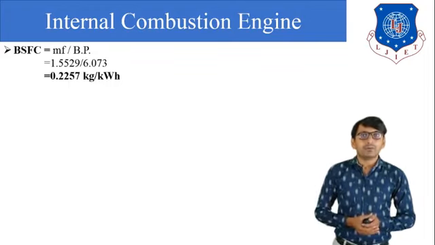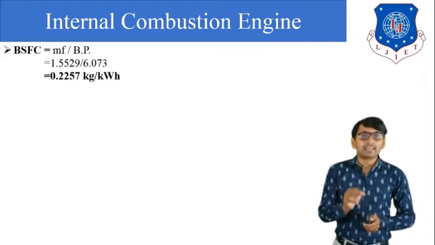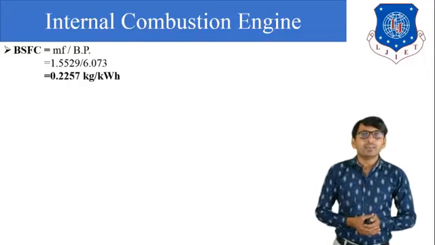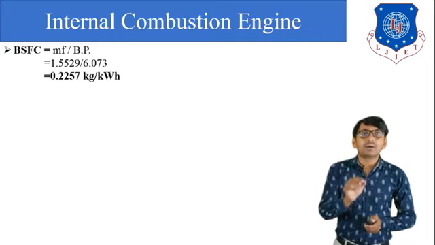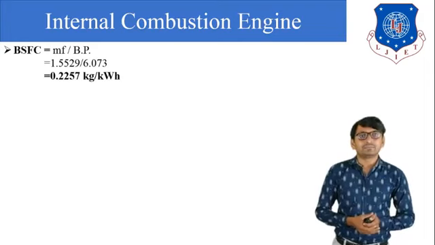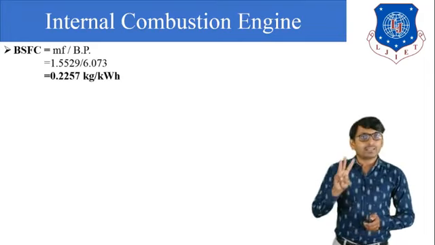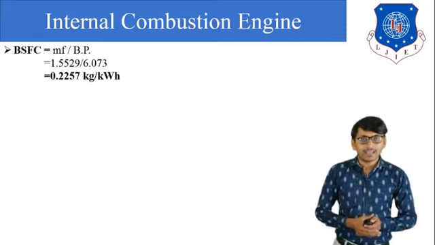So we put MF value and brake power, then we get BSFC, that is 0.2257 kg per kilowatt hour. So this is final answer of BSFC. So in this lecture, we have to calculate 3 examples, 2 examples of 4-stroke engine, and 3rd example, that is 2-stroke engine. Okay, thank you.